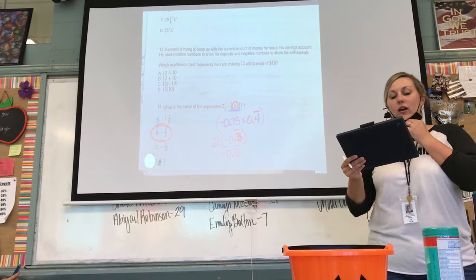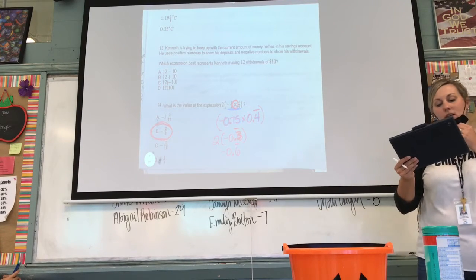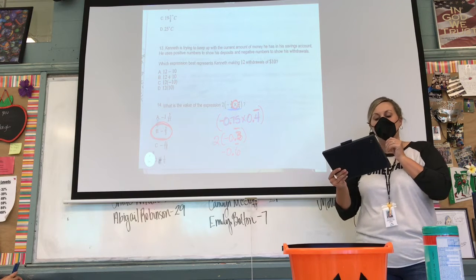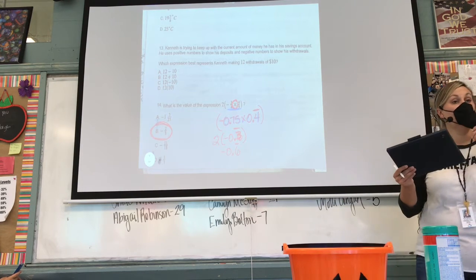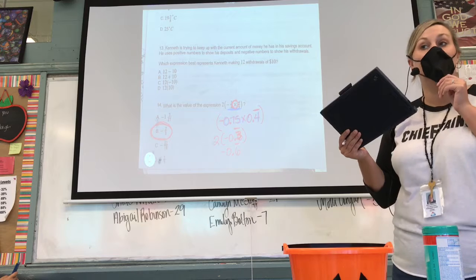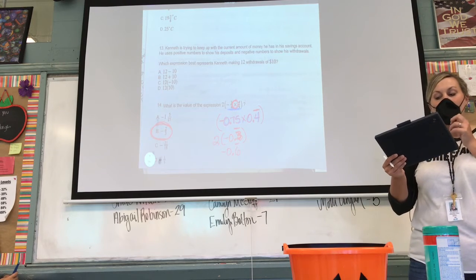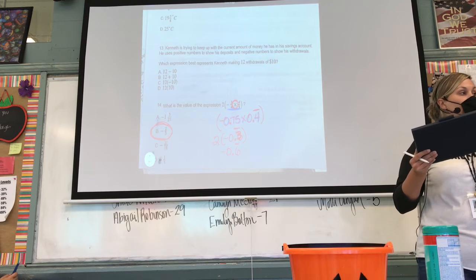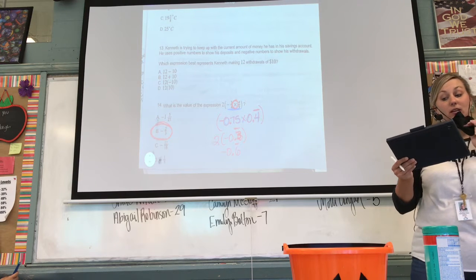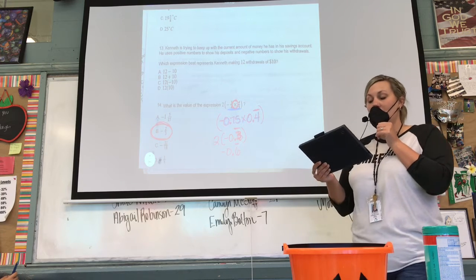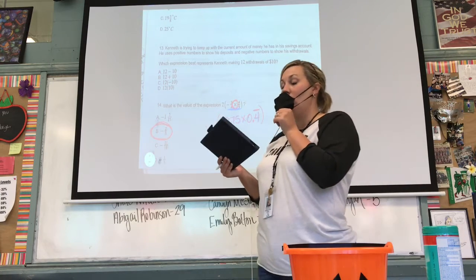Good deal. All right, look at number 13. It says Kenneth is trying to keep up with the amount of money he has in his savings account. He uses positive numbers to show deposits. That means you're putting money in the bank. He uses negative numbers to show withdrawals. That means you're taking the money out of the bank to spend. Which expression best represents Kenneth making 12 withdrawals of $10?